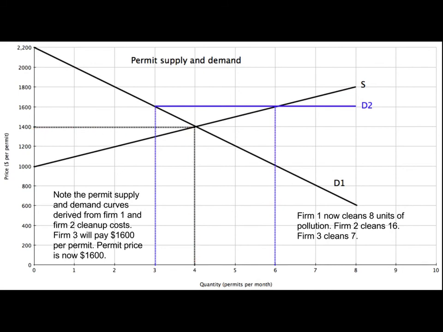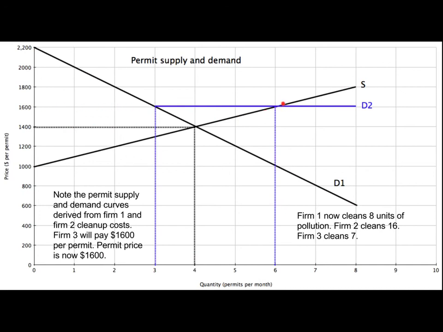So that's a fairly easy way to see this. Now, when we've got it in this form, adding firm three to the picture, we see that firm three is willing to pay more than the market clearing price when there's just two firms. So firm three is going to outbid firm one for some permits. And indeed, the new demand curve is going to be the original demand curve from 0 to 3 permits, but then the demand curve is just going to be a flat line at firm three's willingness to pay of $1,600.